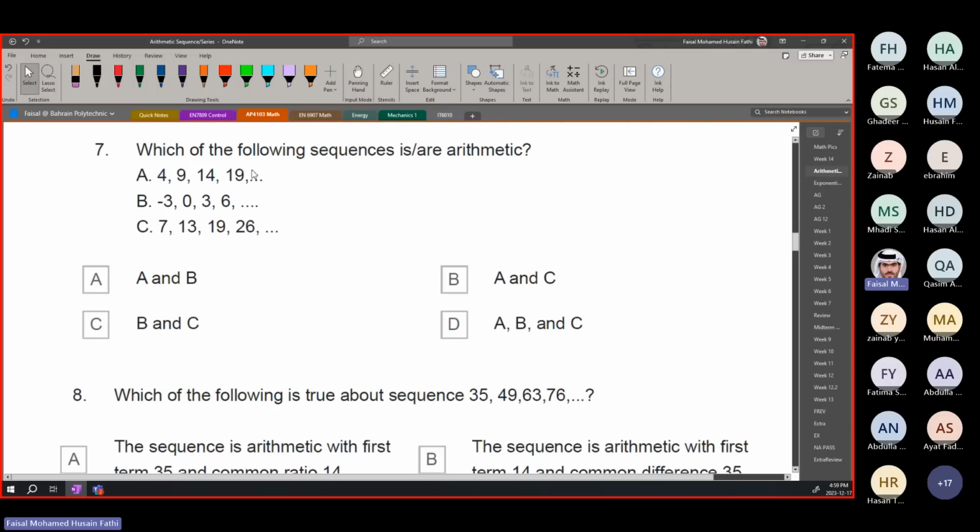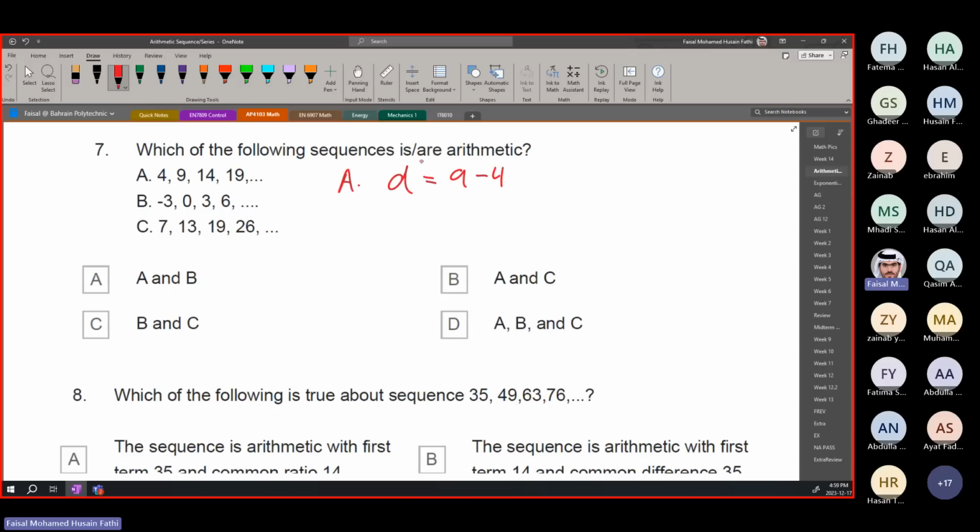Next question. Which of the following sequences are arithmetic? What do you need to know? You need to know the common difference for each one. So we'll look at A first. So the common difference is 9 minus 4, which is equal to 5. Then we have to check, so we're checking this one with this one first. Now we're going to check 14 and 9. So the common difference, again, we will check it. 14 minus 9. This is equal to 5. This is an arithmetic sequence. So A is correct.